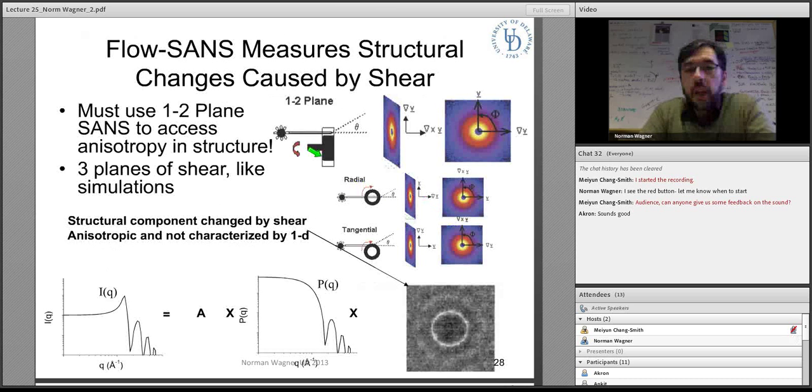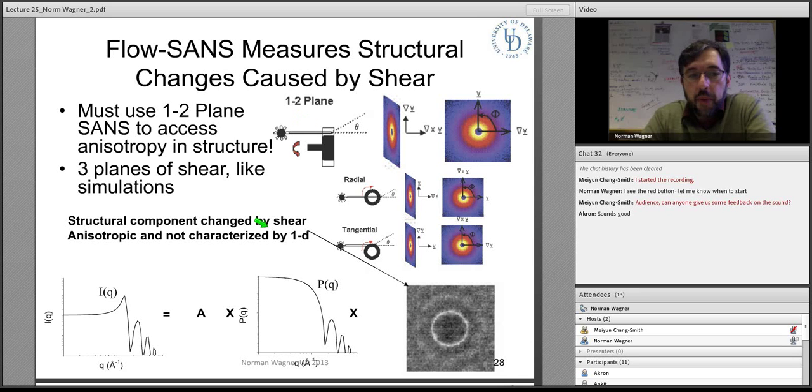Now, if I apply shear flow, it's important to recognize that the shear field breaks the symmetry of the system. And I have 3 planes of flow that I can access. And I'm going to show this in much more detail a little later on, so I won't belabor the point here. But you can see the orientation of a Couette geometry, for example, looking from the top, where the neutrons are coming from here and scattering onto a 2-dimensional detector. I can go through the center of the cell, I can go through the edge of the cell, and I can tip the cell on its side, and we'll come back to looking at this in much more detail.